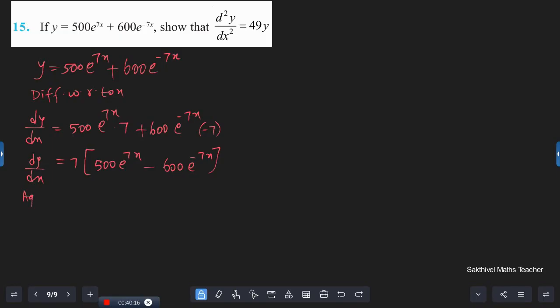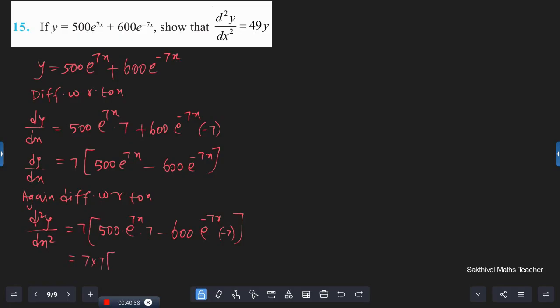Again you differentiate. Very easy to go. Again if you differentiate with respect to x, what am I getting? d square y divided by dx square is equal to 7 into 500, let e power 7x be, when I differentiate into 7, and 600, let e power minus 7x be, when I differentiate minus 7 will be coming. Again if I take 7 outside I am getting 500 e power 7x, minus and minus plus, 600 e power minus 7x.